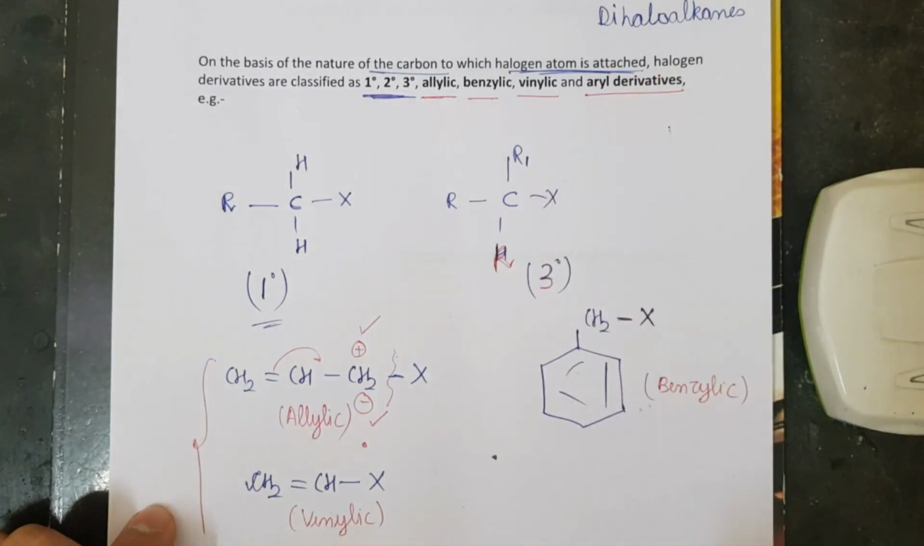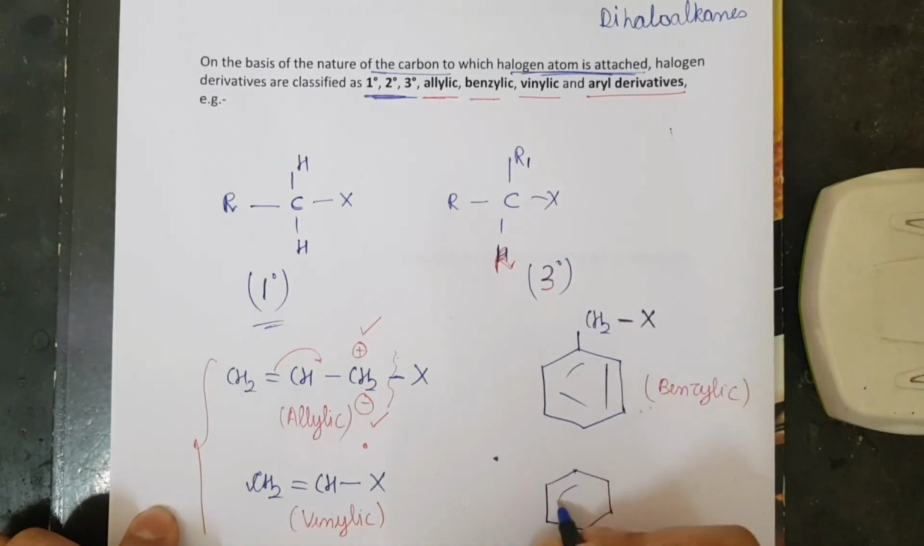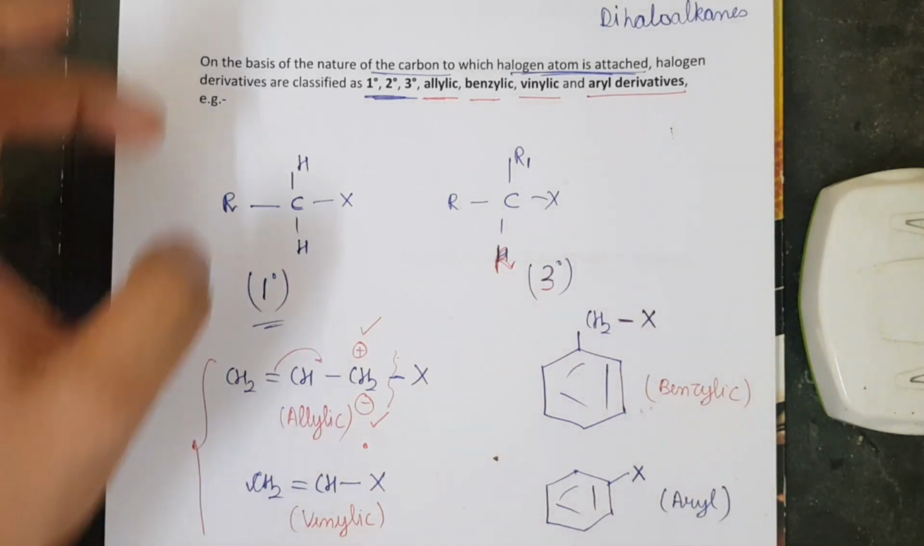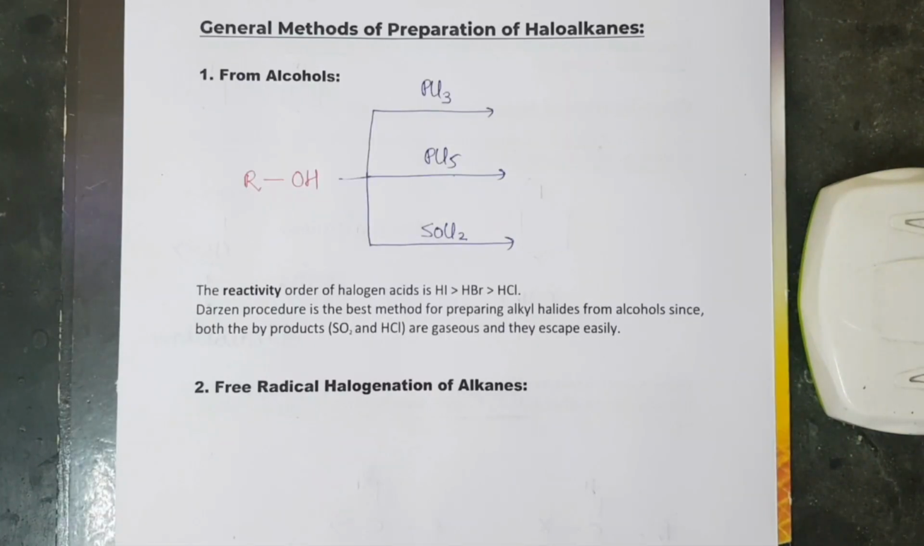What is aryl? Aryl is basically that the halogen is directly attached to the ring. So this is known as the aryl derivative. Okay, so I hope that these all are clear right now.